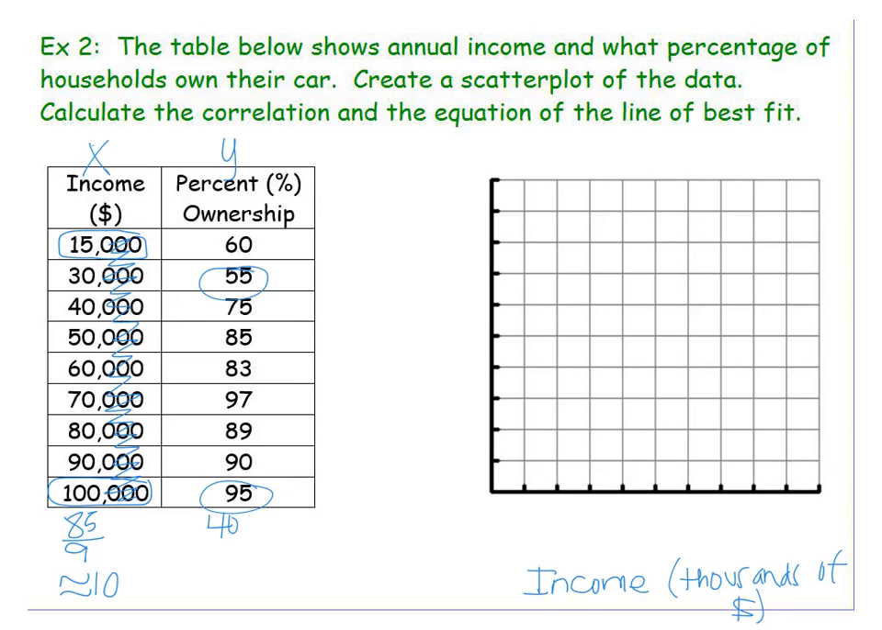Oh, I was wrong. I did not get the highest. It's not 95. It's 97. So I get 42 divided by 9. I get 4.6. So I'm going to count by approximately 5s. So my income, I'm counting by tens, and I'm going to go ahead and start counting at 10 because I need to include 15. And I'm going to count all the way up to 100.